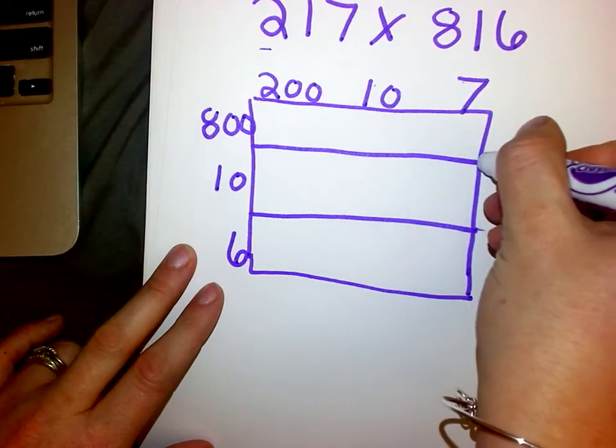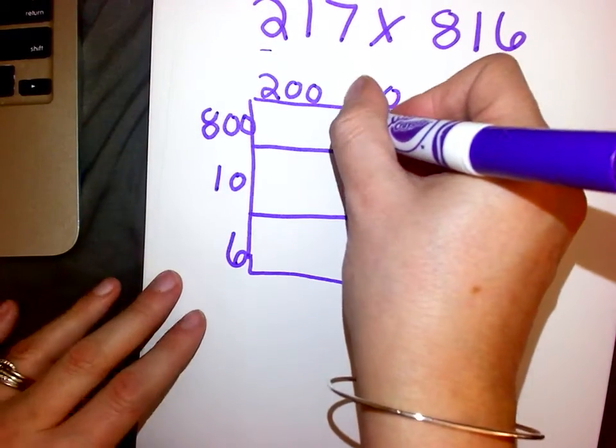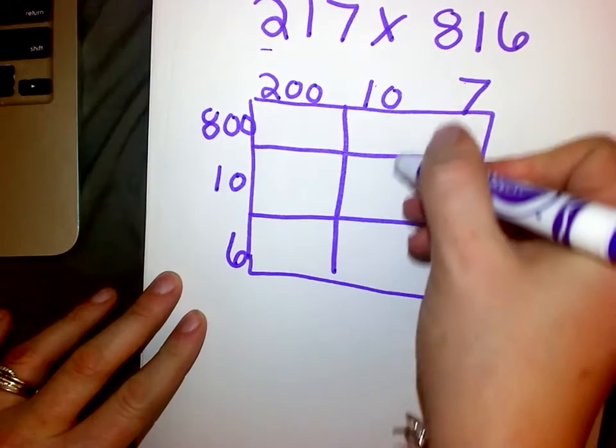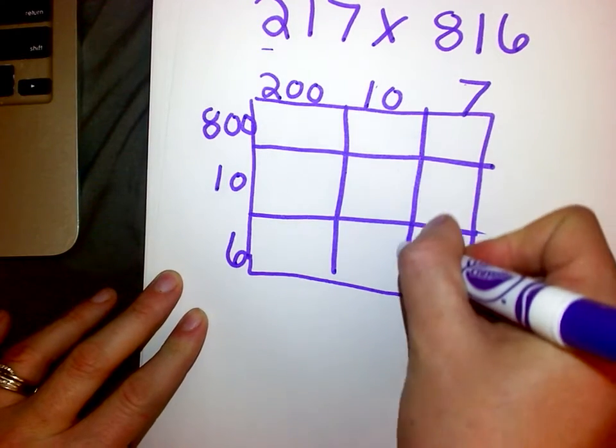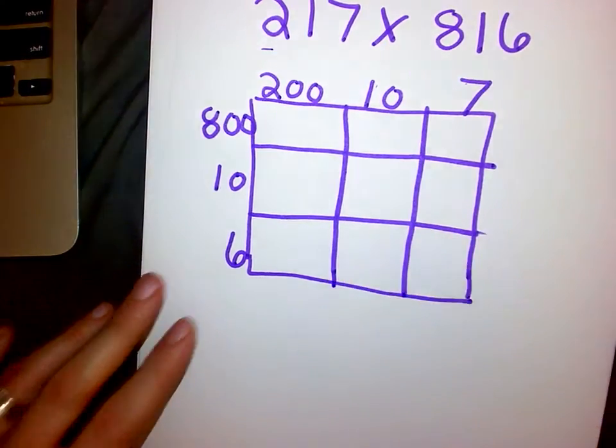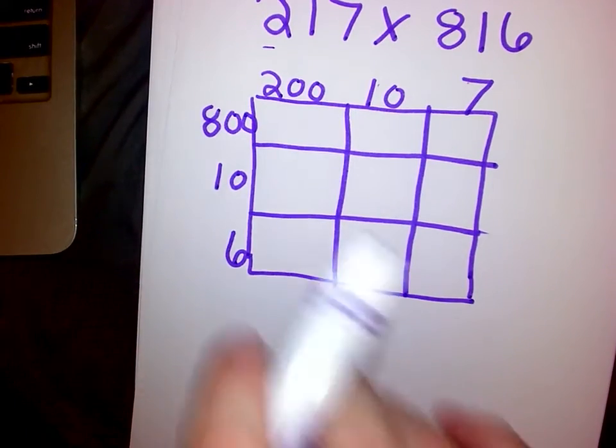And then each number gets its own box, basically. So it looks like this. Okay. Now I'm just going to go across and multiply.